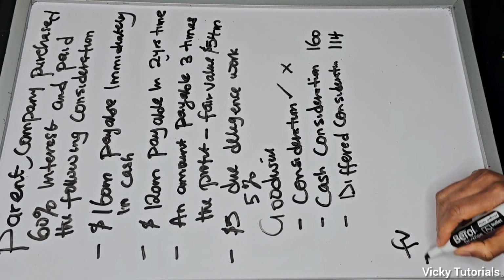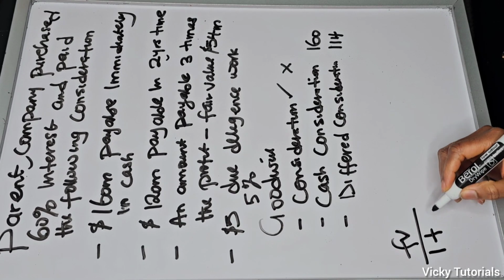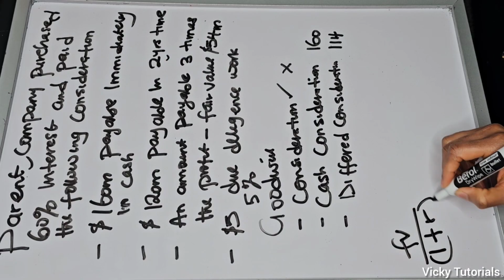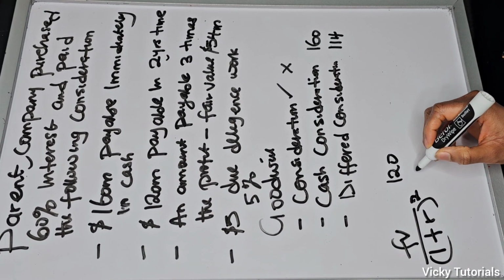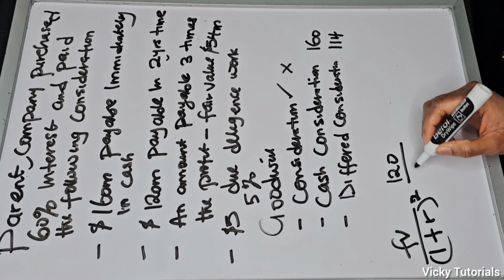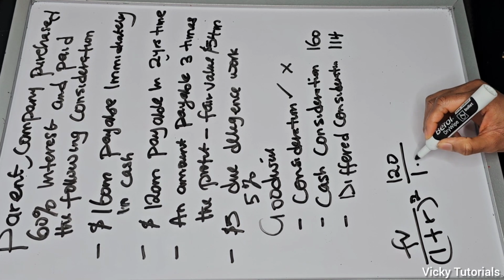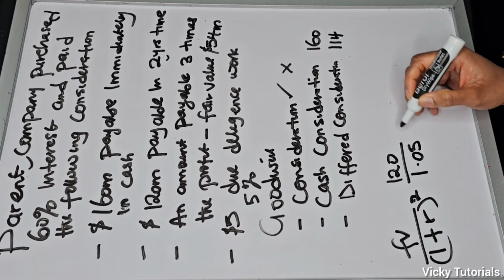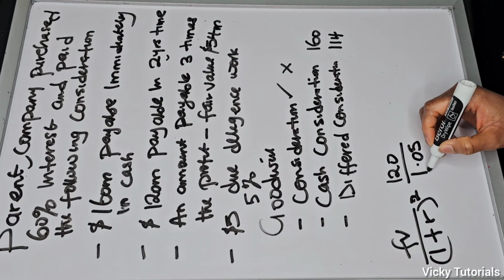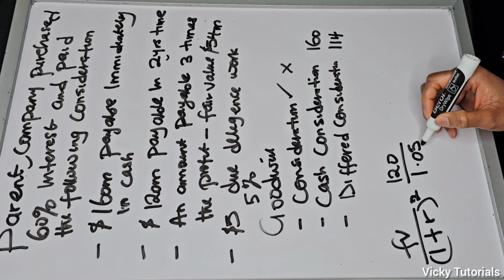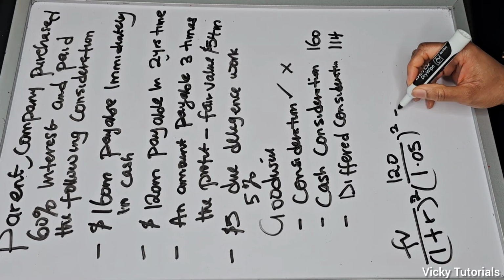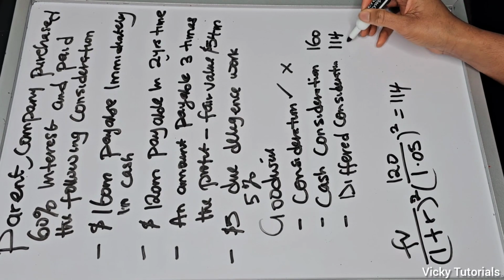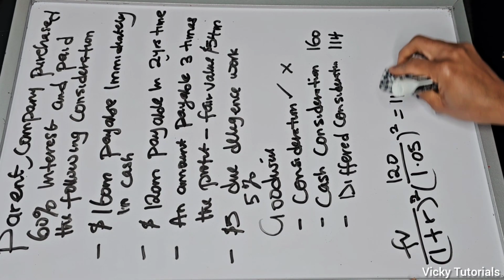Future value divided by 1 plus R, raised to the power of 2 years. So we know that 120 million is our future value, and we divide it by 1.05. If you divide 5% by 100 and add 1 to it, it's going to give you 1.05, raised to the power of 2 years, and that will give you 114. That's how we came about this, right?